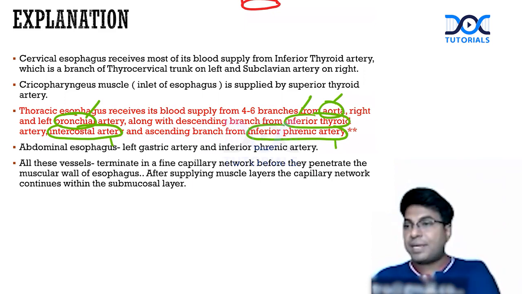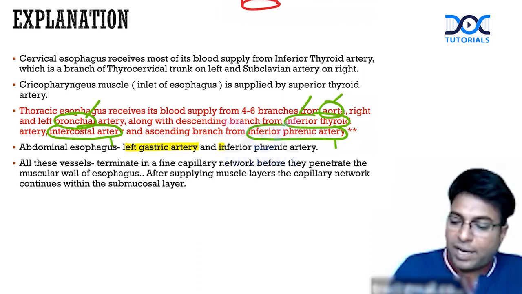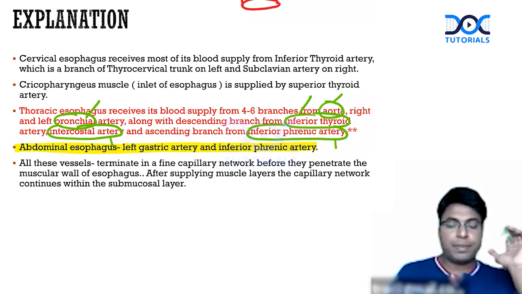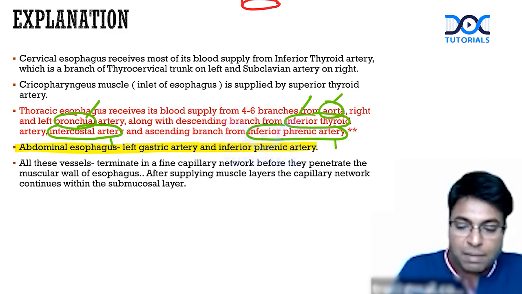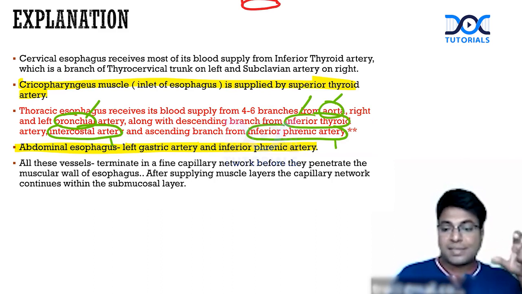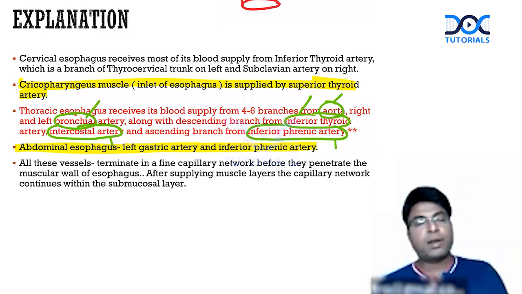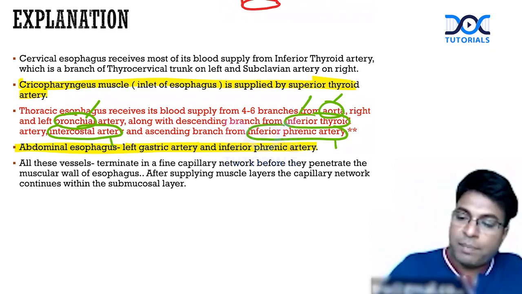So this question can be asked in NEET SS: what are the branches supplying the thoracic esophagus? The abdominal esophagus is supplied by the left gastric artery and inferior phrenic artery, only 2 vessels. So please remember the abdominal esophagus blood vessels, the thoracic esophagus blood vessels, and the cricopharyngeal muscle is supplied by the superior thyroid artery. The cricopharynx is supplied by the superior thyroid artery, so the superior thyroid artery has some relation to the esophageal inlet. This paragraph from Sabiston is very important for NEET SS aspirants. I request you please remember this. All these vessels will form a capillary network.